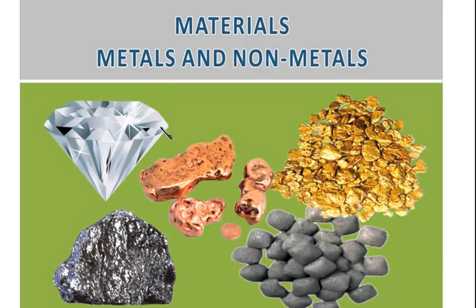In the previous session, we discussed the physical properties of metals and non-metals. Here also you can see these are all metals. These are the ores of metals from where the metals are extracted. I hope you are through with the physical properties of metals and non-metals. Now let's discuss the chemical properties of metals and non-metals.